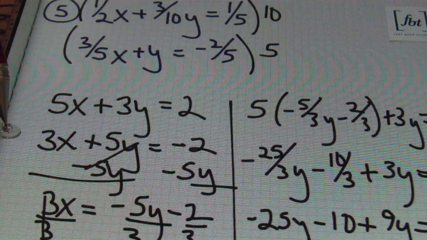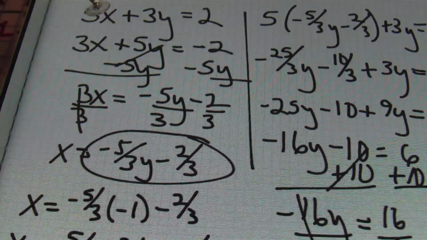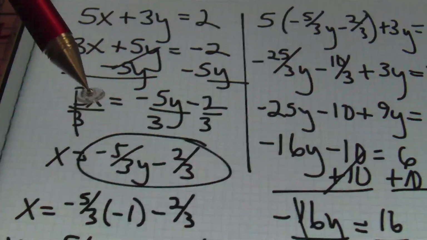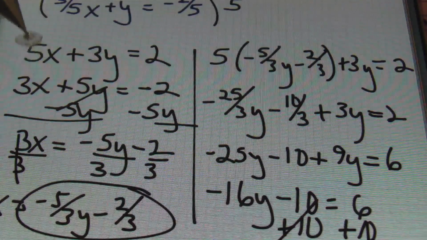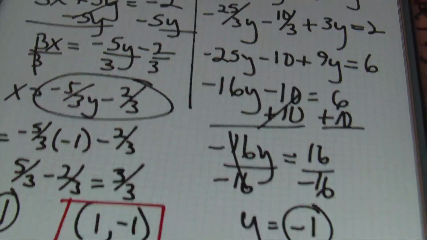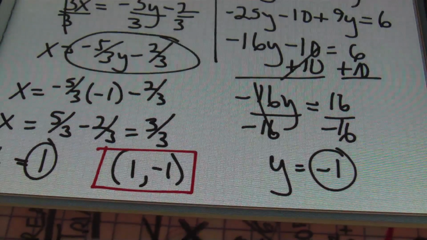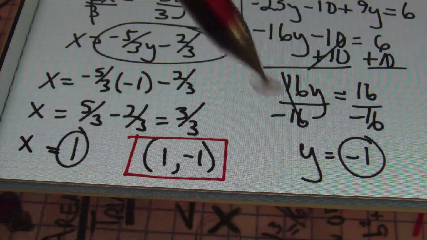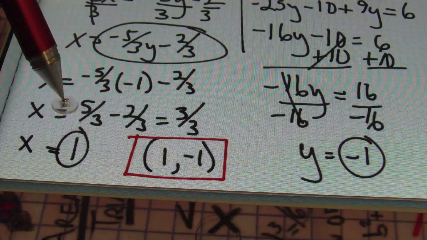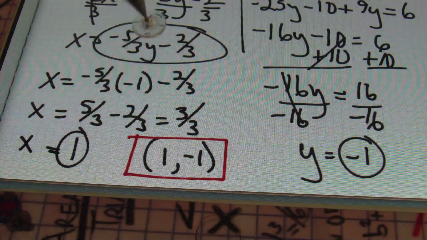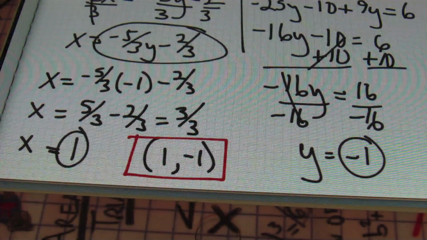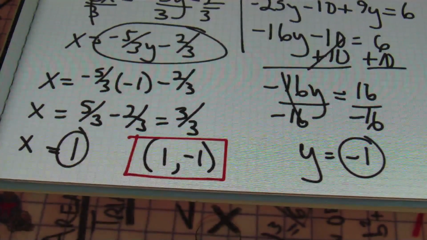From there, we went ahead and solved for x in the second equation and plugged that value of negative 5/3 y minus 2/3 into the equation that we had without fractions. Plugging that in, we worked it out, and y equals negative 1. Once we found that y equals negative 1, ladies and gentlemen, we plugged that value of negative 1 back where we had x isolated and solved for x, which is positive 1, and that gave us a result of 1, negative 1. I know, right? A lot of steps, but you can do it, so take your time with it.